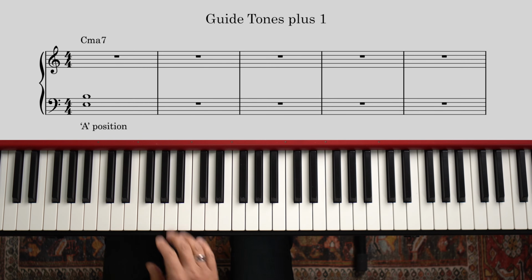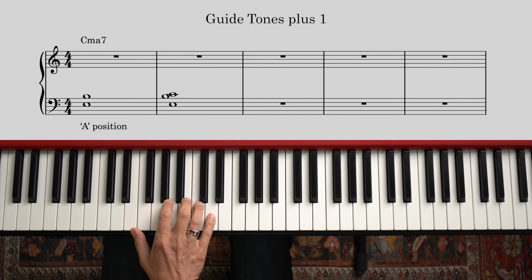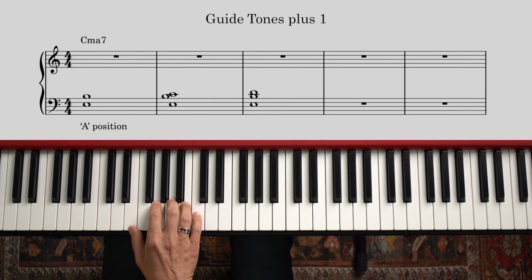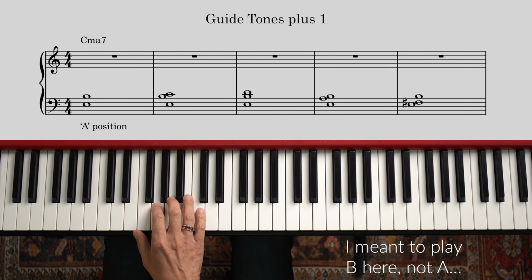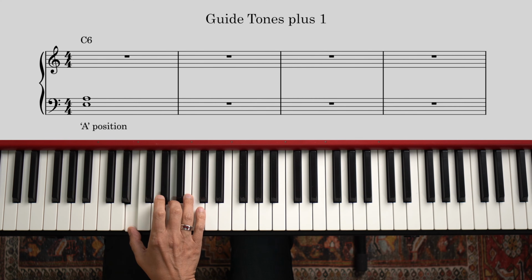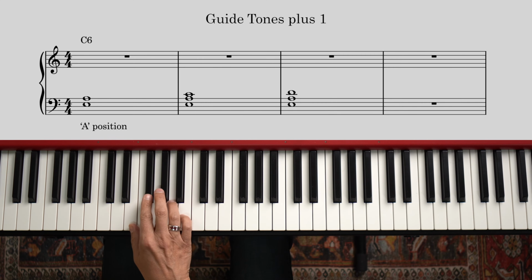Starting with 3 and 7, we can add the root at the top, or the 9, or the 13 in the middle, or the sharp 11. Starting with 3 and 6, we can add the root at the top, or the 9, or the sharp 11 in the middle.